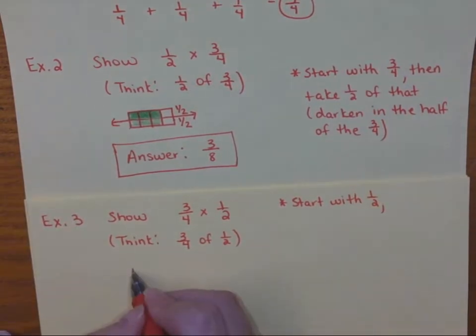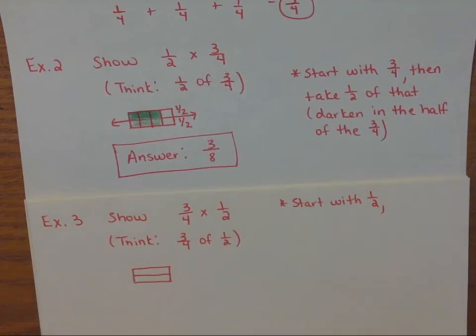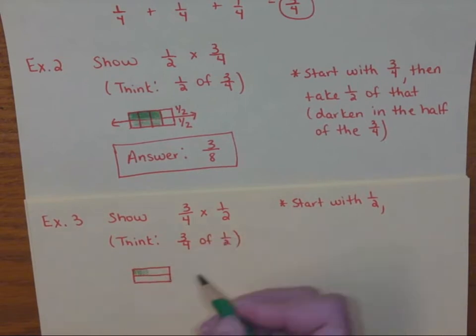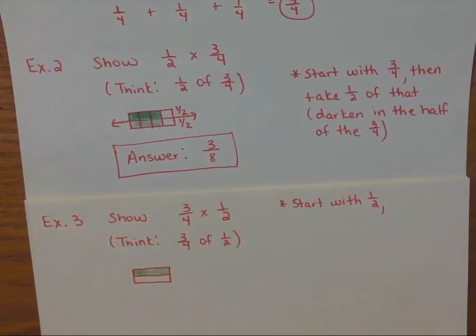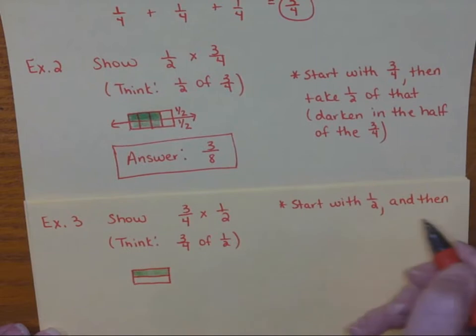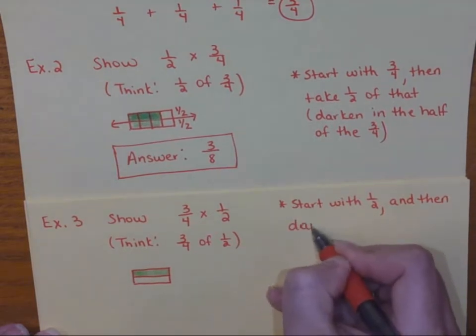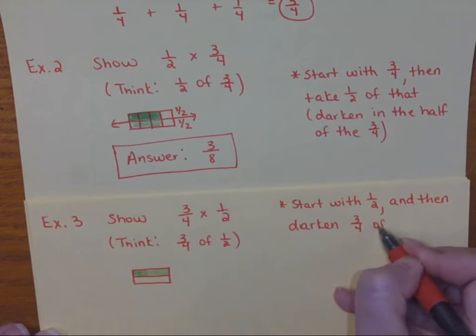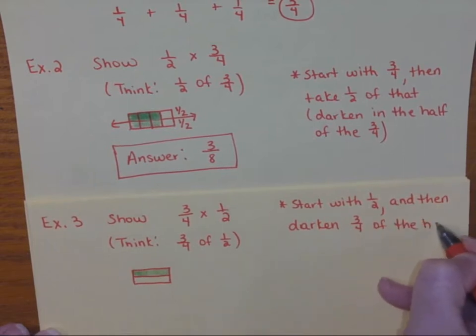Okay, so let's do that. We'll start with 1/2. So I'll start with a half, and then we'll take 3/4 of that. So I'm going to say we'll darken 3/4 of the half.